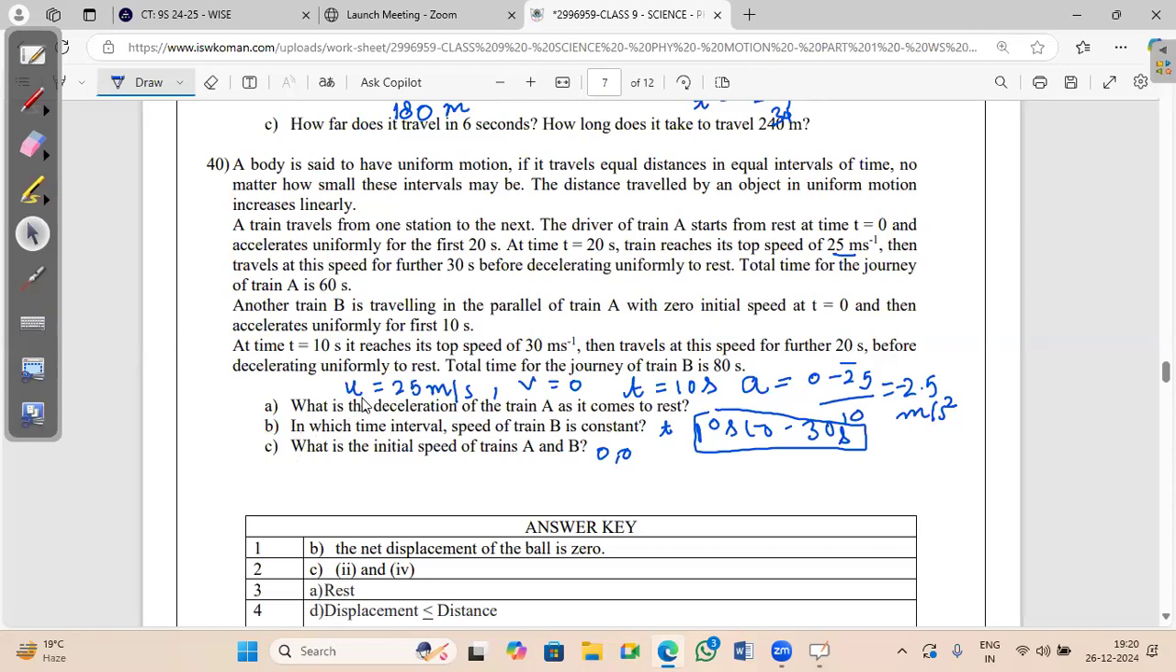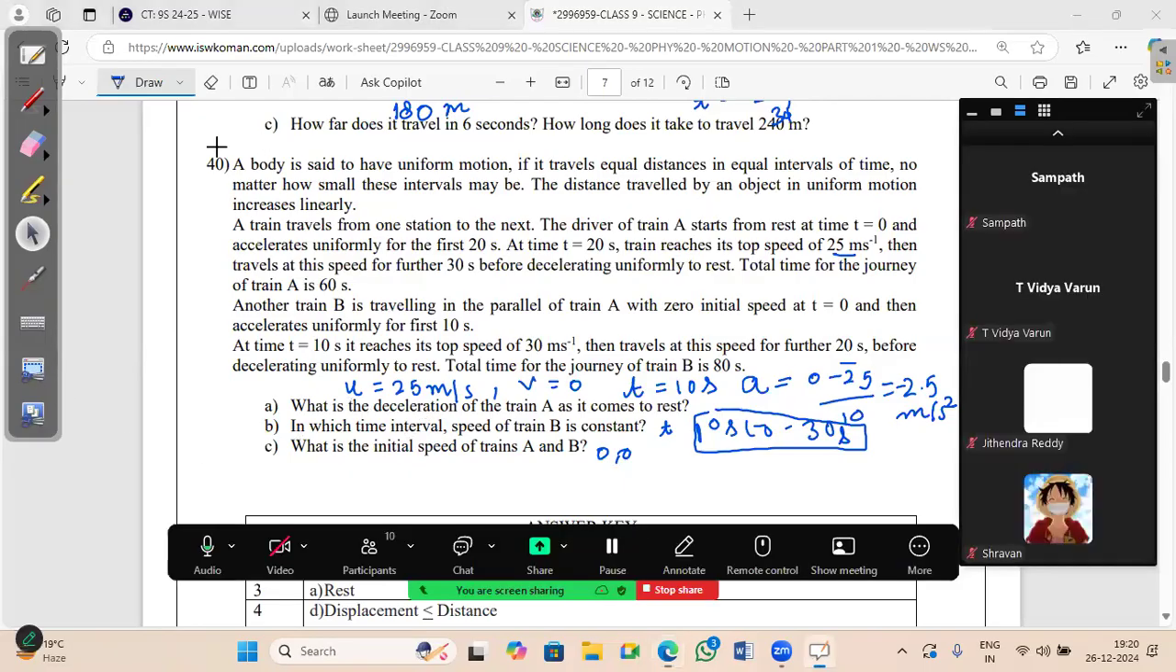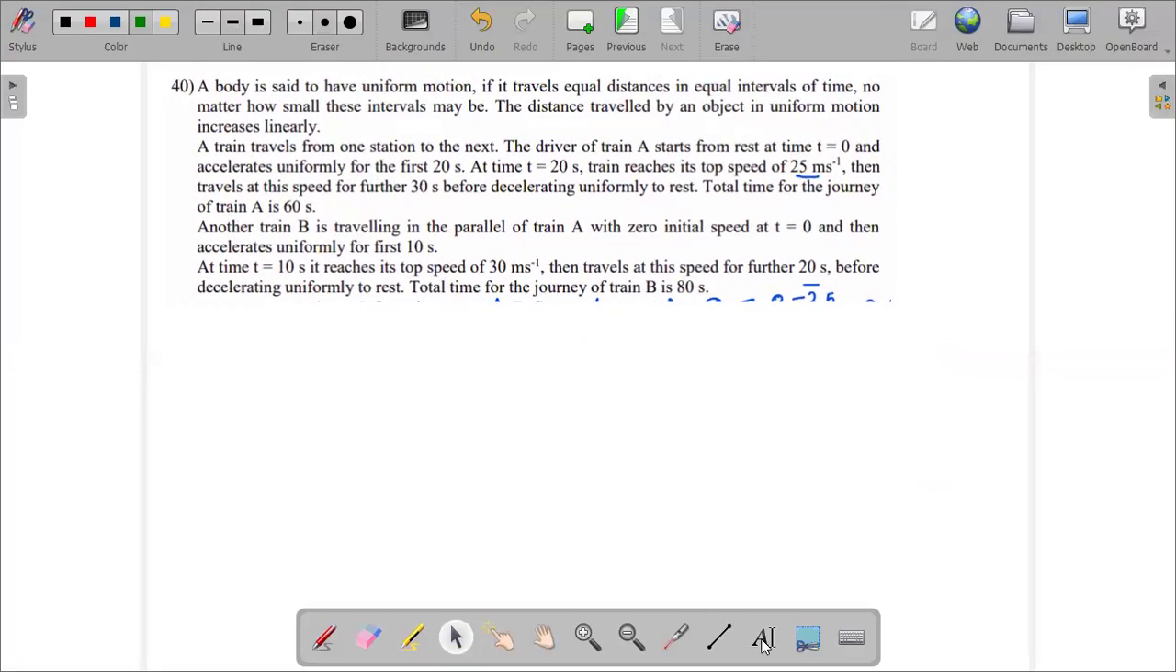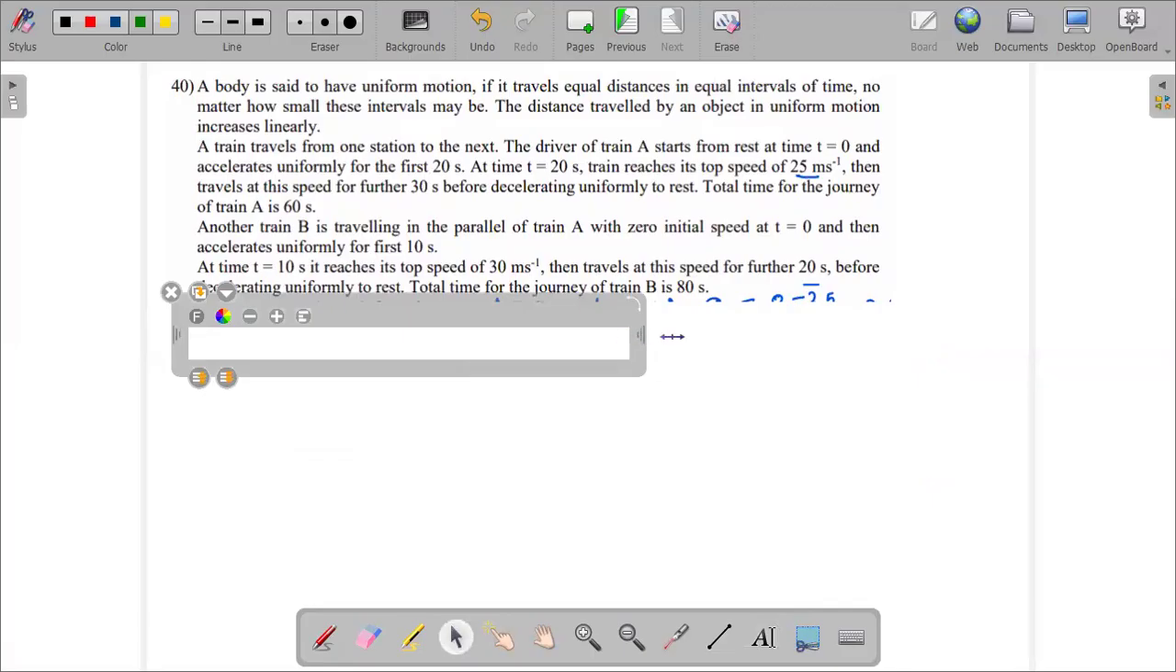Okay. Now I would like you to find some other things from the same question, which are not given here. The information is the same. You have to find the total distance traveled by A and B. Everyone, try to find it.